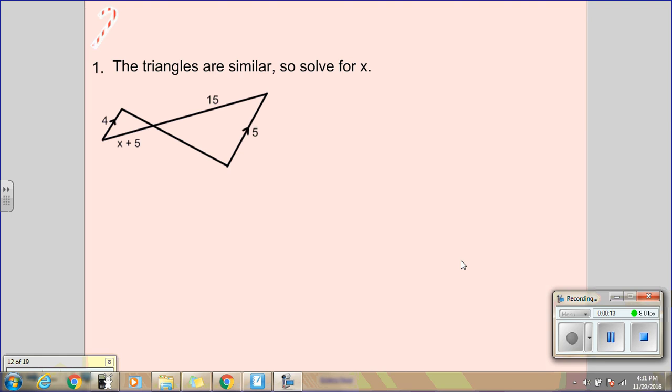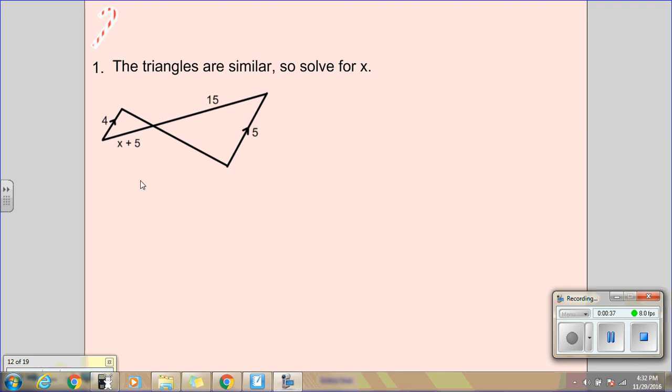This first example has two similar triangles, and it wants us to solve for x. In order to solve for x, we need to develop the correct proportion. In order to identify what that correct proportion is, we're going to need to know what sides are corresponding to one another.